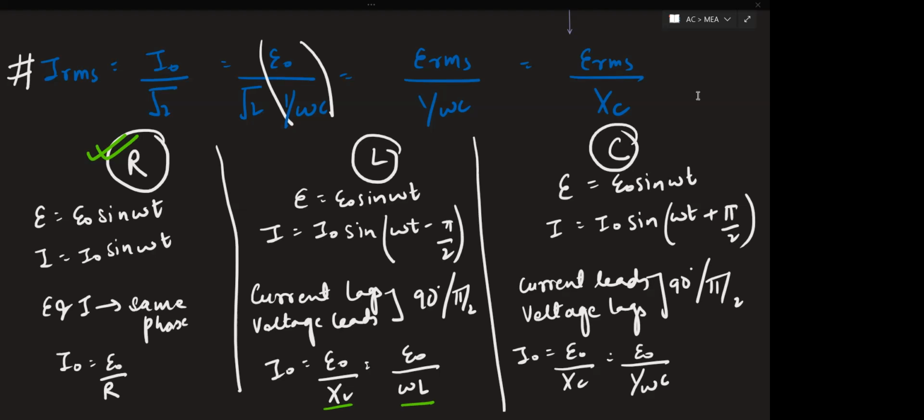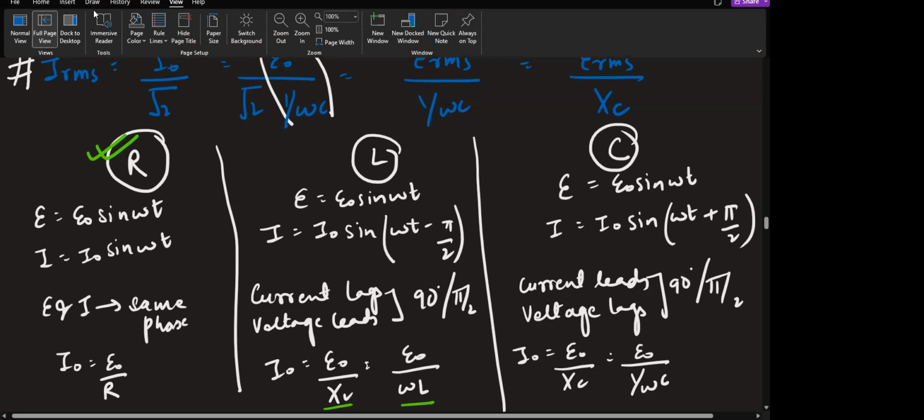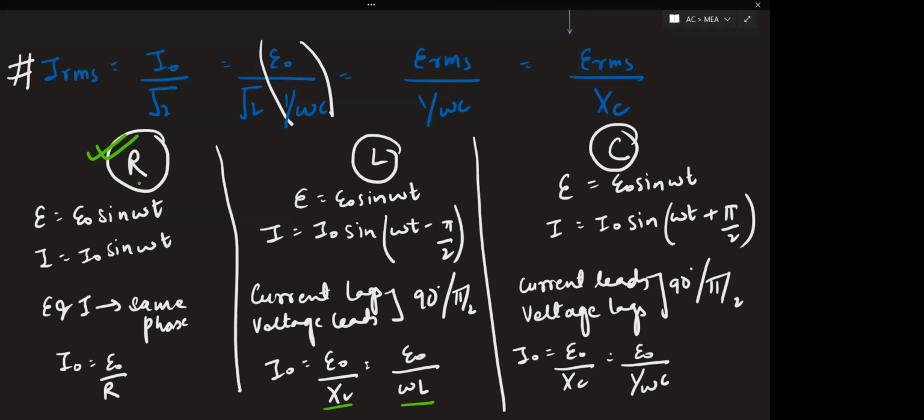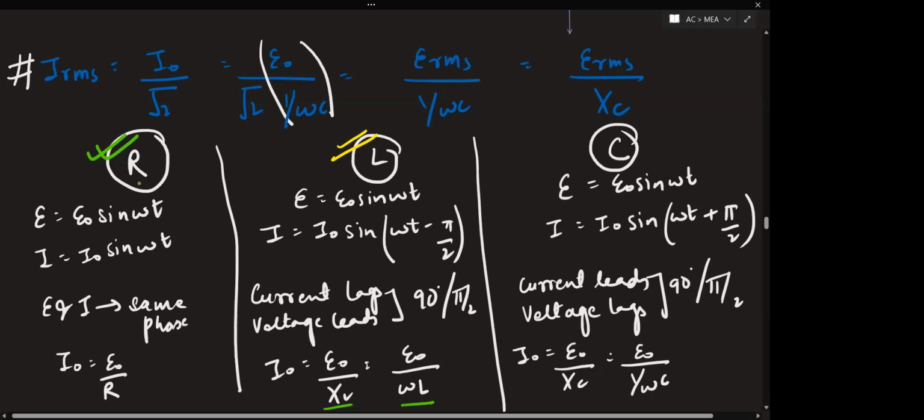Then you have an inductor, a circuit containing only an inductor. E is equal to E naught sine omega t, I is equal to I naught sine omega t minus pi by 2. Now the current lags, or you can say voltage leads, by 90 degrees in a circuit having only an inductor. And here the current is equal to E naught divided by XL. The way we have resistance for a resistor circuit, we have an inductive reactance for a circuit having only an inductor. So it's E naught divided by XL, that is, XL can also be written as omega L, so E naught divided by omega L.